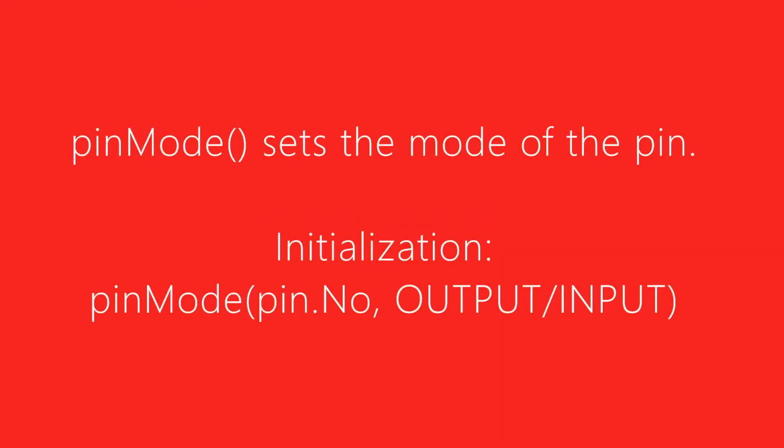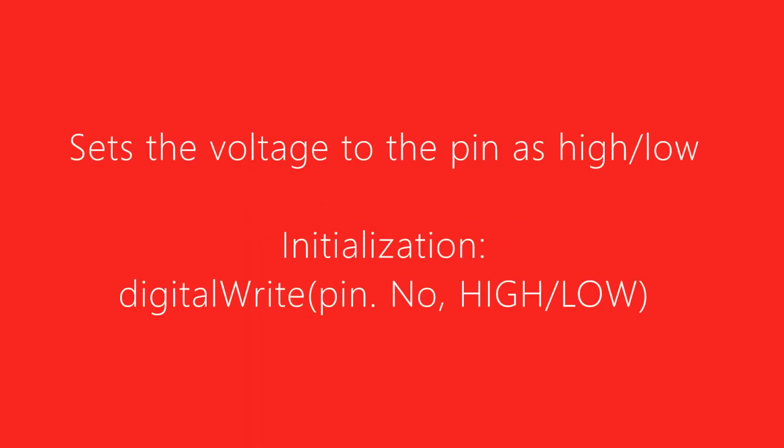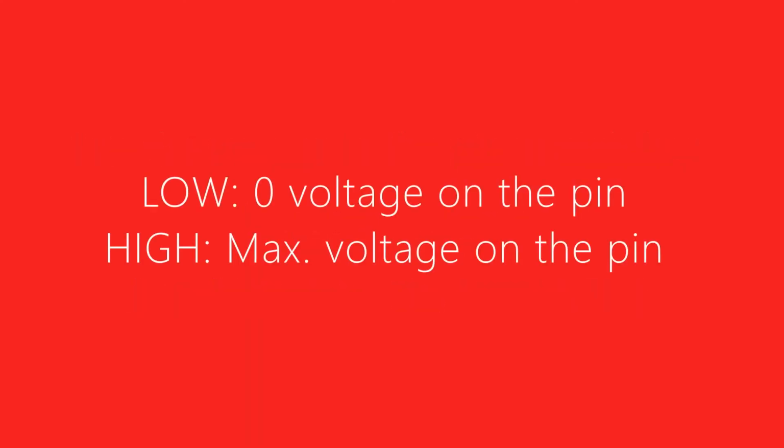Let's see some functions that basically turn you into an Arduino programmer. 1. The pinMode function. PinMode sets the mode of the pin, whether it's input or output. Only that. 2. The digitalWrite function. This sets the pin either to high voltage or low voltage. Low voltage stands for 0 volts and high stands for maximum voltage. No in-between values here, because it's digital.